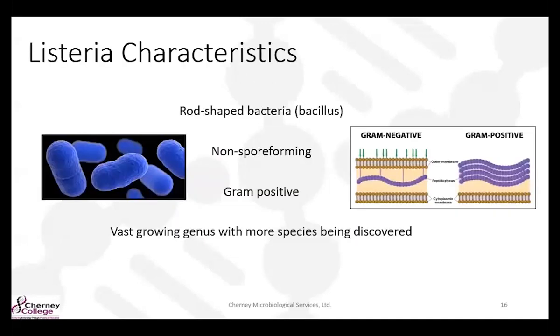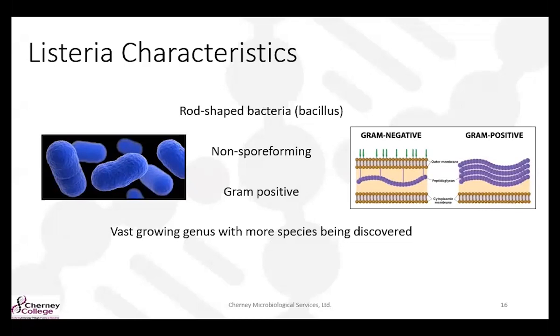So going back to those basic Listeria characteristics, it is also a rod-shaped bacteria like Salmonella was. It is bacillus. It is non-spore forming, and unlike Salmonella, it is gram-positive. So I put that same picture up and you can see that the gram-positive is that thicker peptidoglycan layer in the cellular structure, which means it would gram stain under the microscope as purple. And that helps us again in the lab to kind of identify what type of bacteria that we're dealing with.